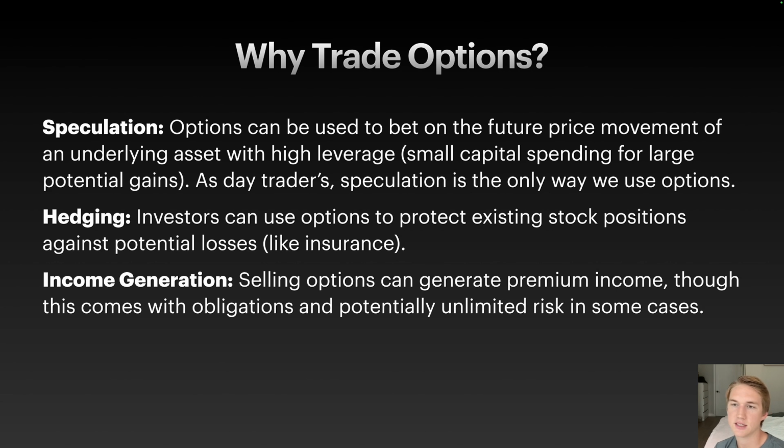Hedging. Investors can use options to protect existing stock positions against potential losses. So big hedge funds or even people like me and you, if we have, let's say, $100,000 in Apple stock, then we can hedge our position with option puts, and that means if stock goes down, we make money on the option contracts, and that kind of covers some of the losses we will take on our investment.